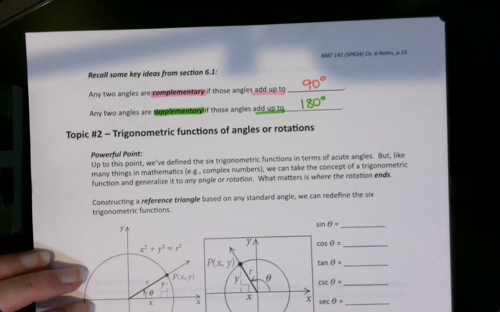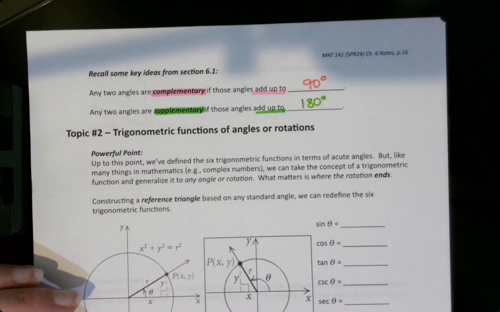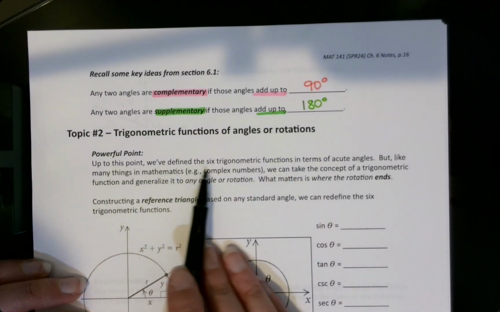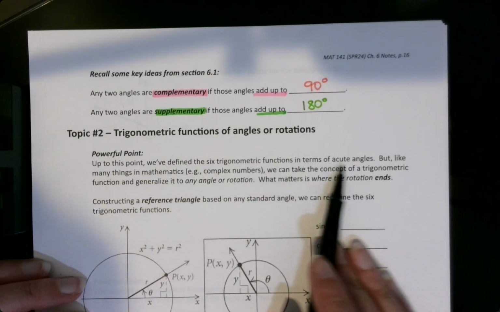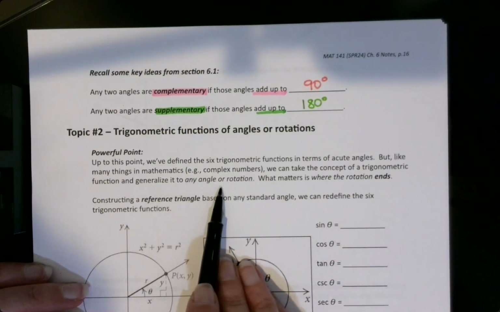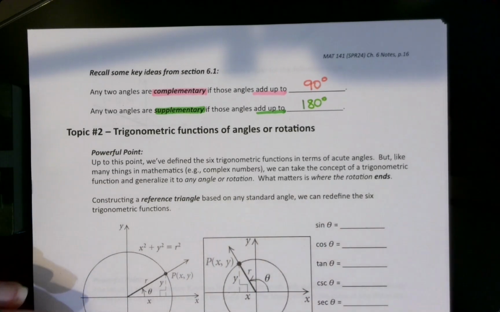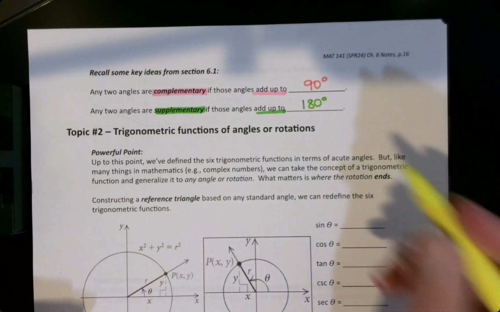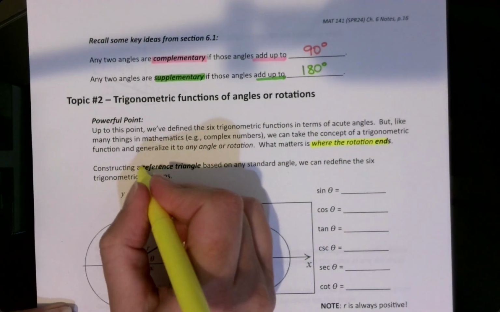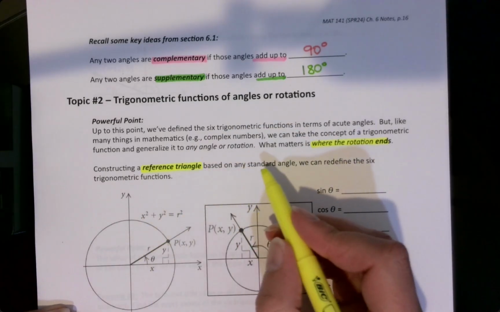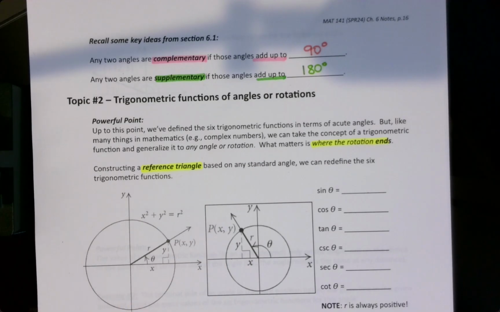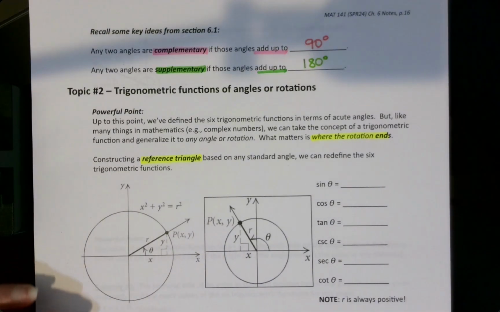Okay, so my next topic, we're going to find the trigonometric functions of angles or rotations. Up to this point, we've defined the 6 trigonometric functions in terms of acute angles, but like many things, we can take that concept and generalize it to any angle or rotation. What matters is where the rotation ends. Okay. So we're going to be constructing reference triangles based on any standard angle, and then we're going to redefine the 6 trigonometric functions.